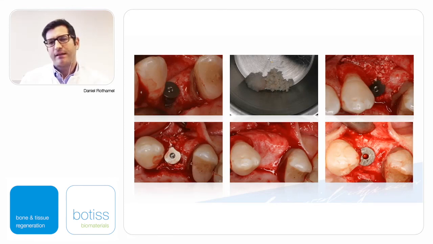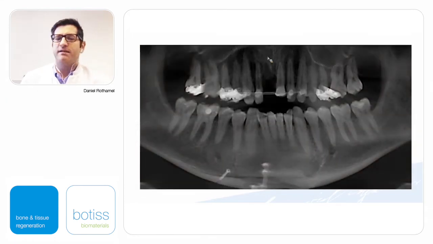Or another technique to get the stability from the autogenous bone itself, that we're using bone blocks. A quite rare case of a chin fracture, horizontal chin fracture after a bike accident, and a large vertical and horizontal defect in the upper front.